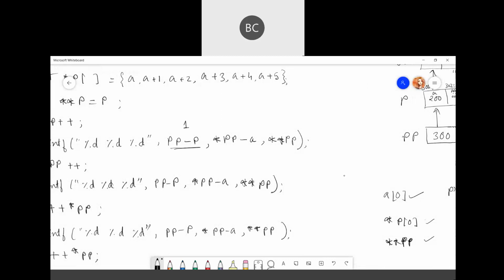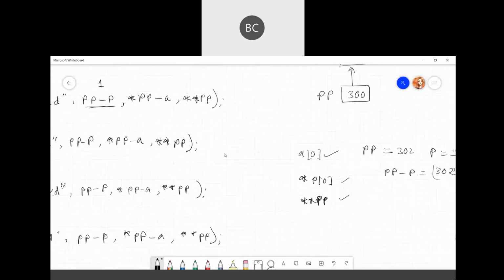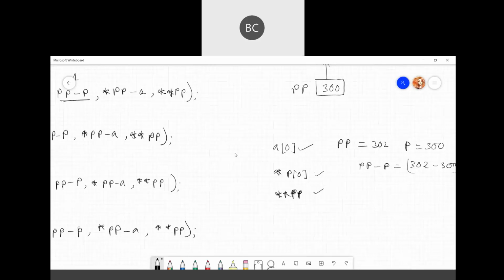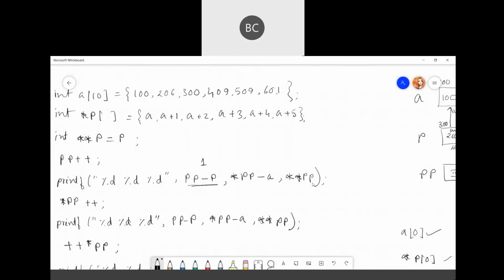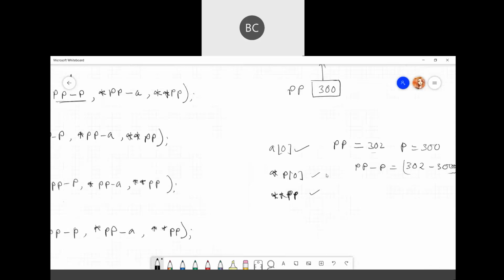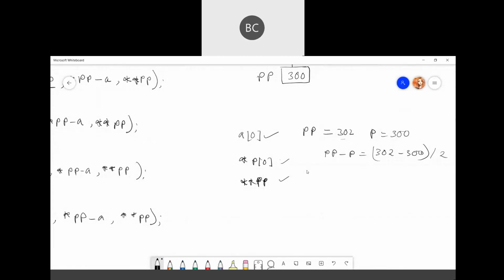Next come to the part pointer pp minus a. What is pointer pp? Our pp is 302. This is fixed because we incremented the value. Here all sizes I have taken are 2, so incrementation will also happen by 2. So pp here is 302. Now what will be the pointer p?